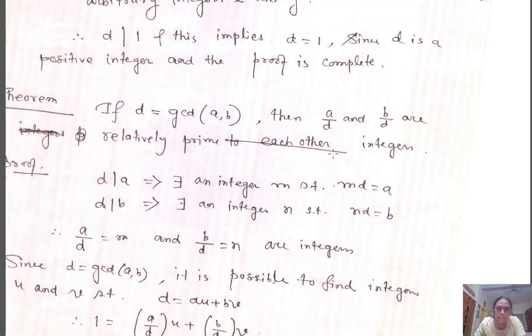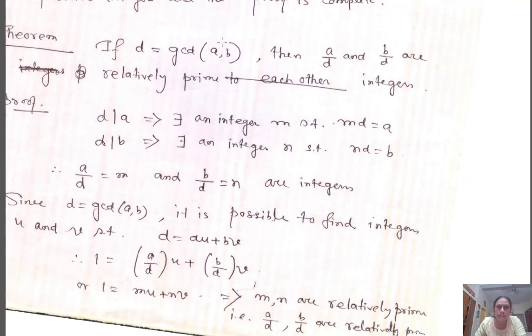The proof is very easy. D is a divisor of A and B, so D divides A and D divides B. So there exists some integer m such that A equals dm, and there exists some integer n such that B equals dn. So A by D is an integer, and B by D is also an integer.